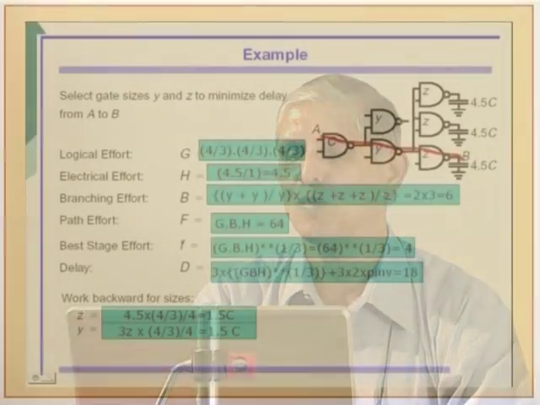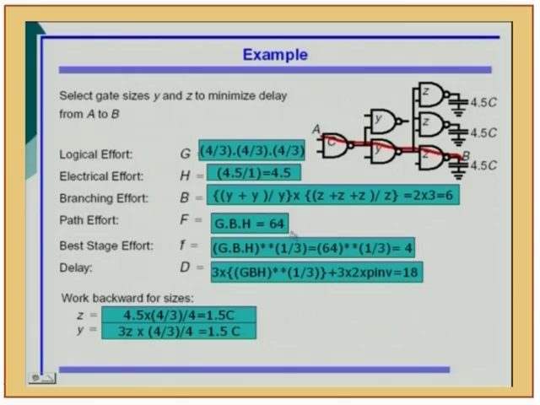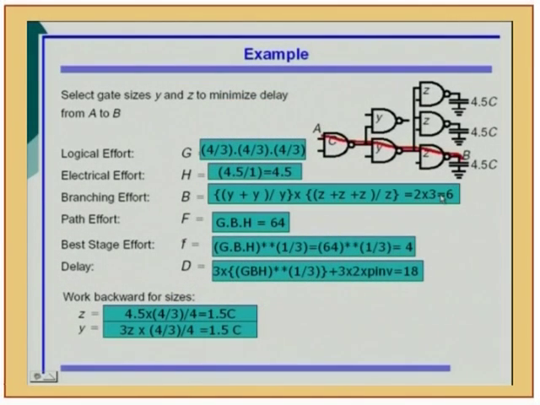So the net path effort is GBH. G is 4 by 3, 4 by 3, 4 by 3, H is 4.5, B is 6. So it is 64, 1.5 here, which will give me 4.5 load output driving at the minimum delay of 18. Of course, as I say, this is still in the unit of, not absolute, say relative, and tau has to be used.